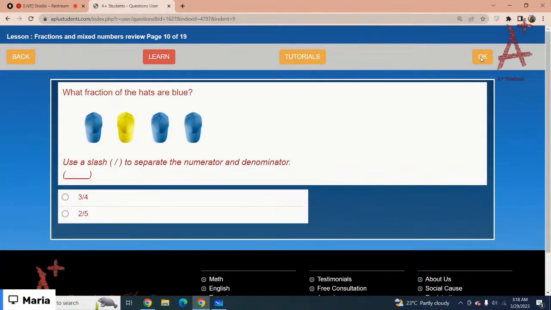What fraction of the hats are blue? Yes, 3 out of 4 are blue. Got it? Total are 4. 3 of them are blue, so it would be 3 out of 4. Got it? Option number 1 is the correct option. It is 3 over 4.